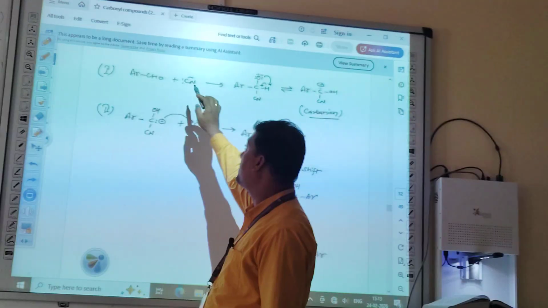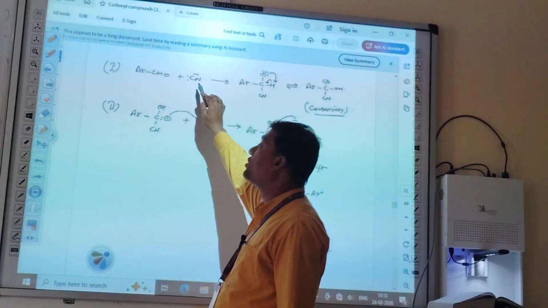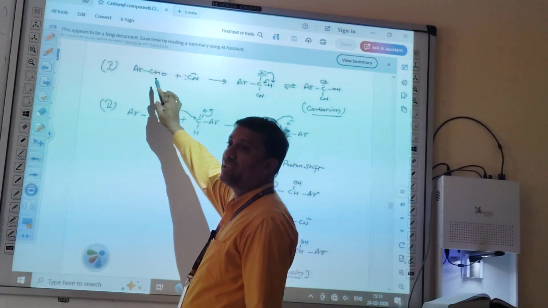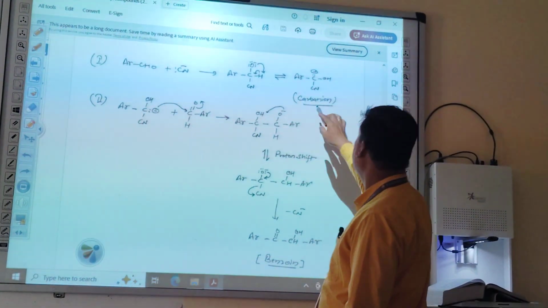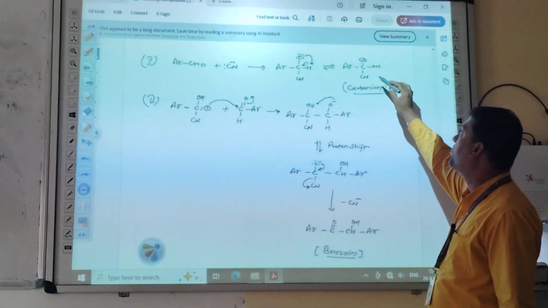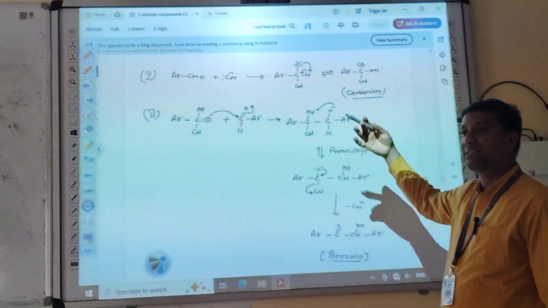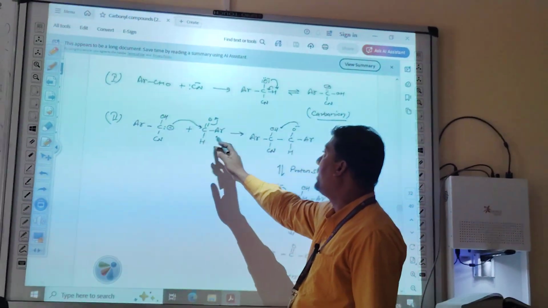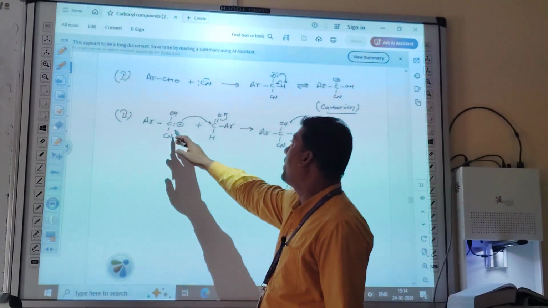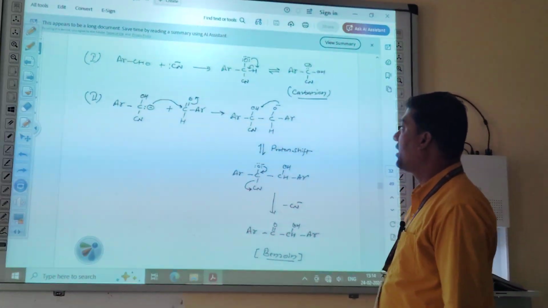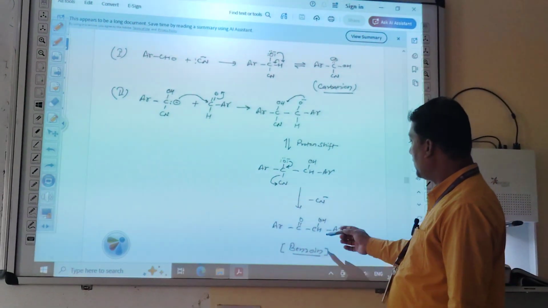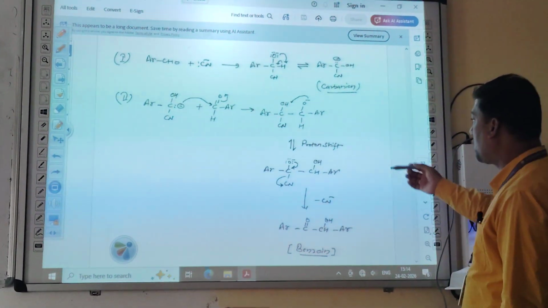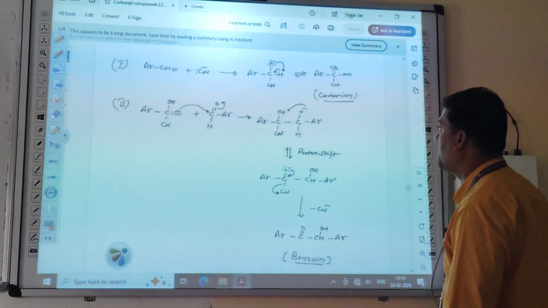This CN minus acts as a nucleophile. It will attack the carbonyl carbon. The carbanion ion will be formed. Here the carbanion, the same thing happens. That carbanion ion attacks the aromatic aldehyde. That carbanion ion attacks the aromatic carbonyl carbon, and finally the OH group and C double bond O, the product formed, is known as benzoin.